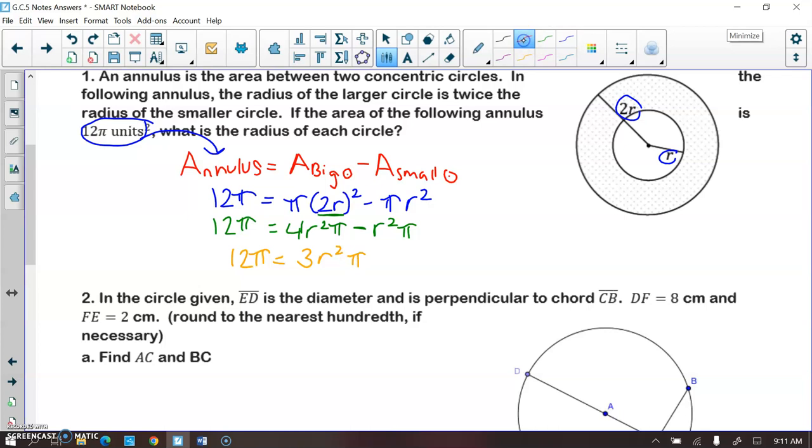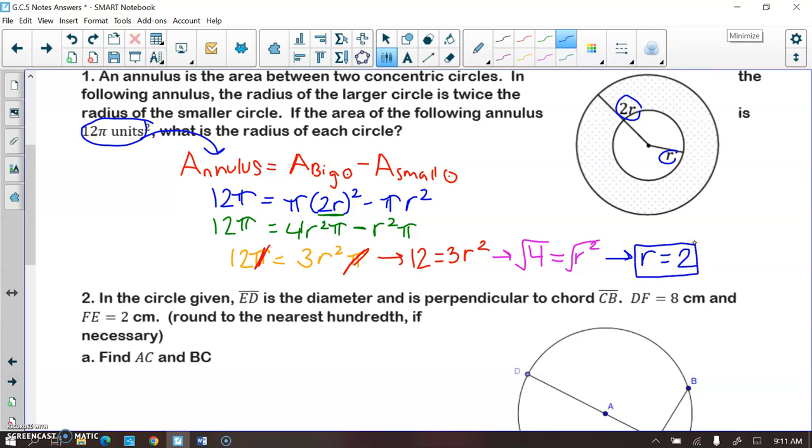Now if I divide both sides by pi, the pi's cancel out. So I'm just left with 12 is equal to 3r squared. Dividing both sides by 3, I wind up with 4 is equal to r squared. And then taking the square root of both sides, I cannot have my radius be negative, so the only possible solution here is that my radius is positive 2.